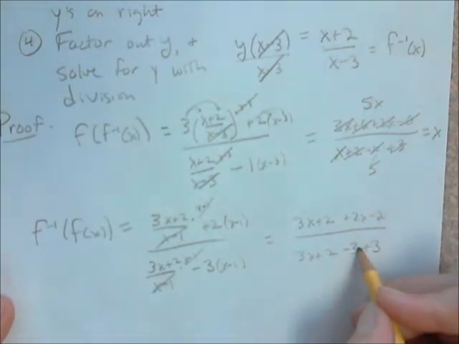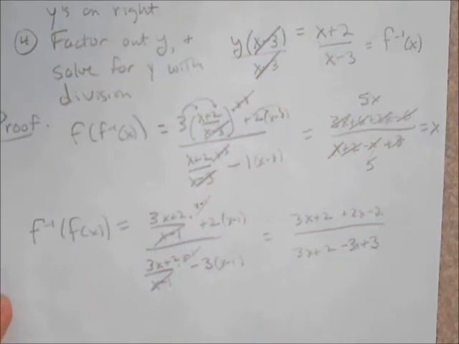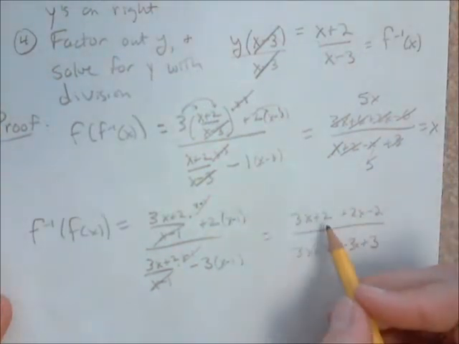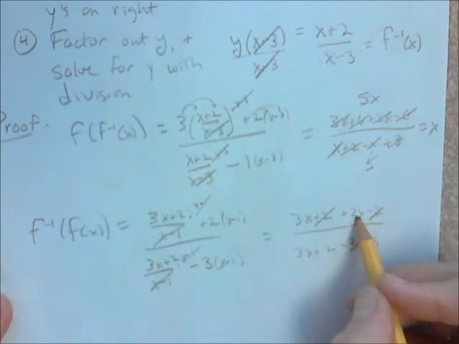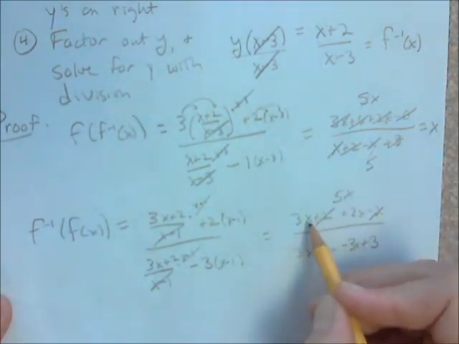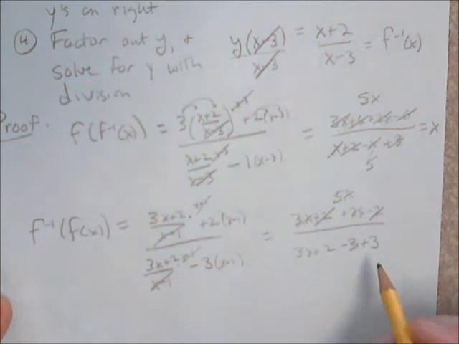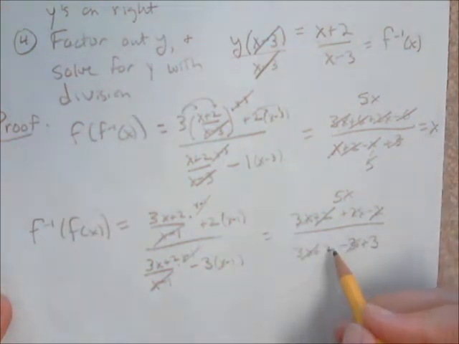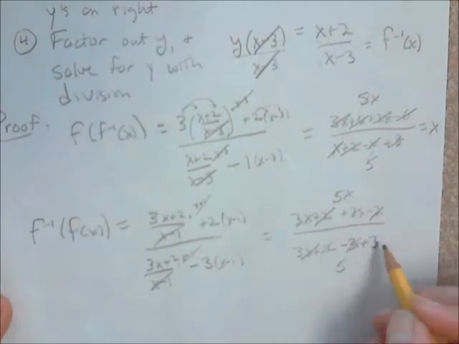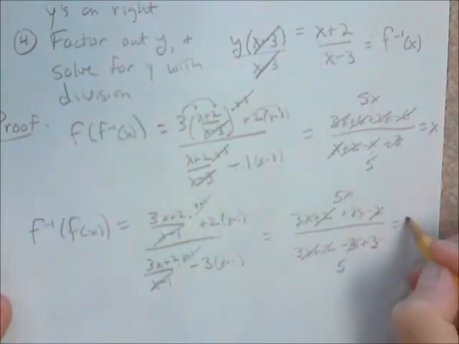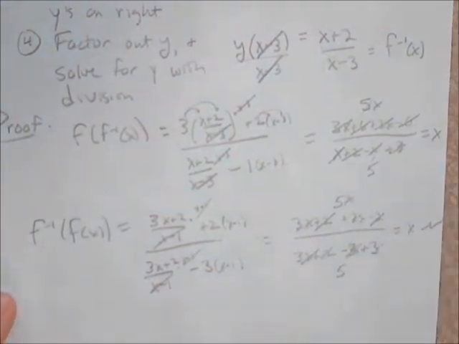Or negative 3x plus 3, sorry. So to simplify the top, you have 2 minus 2 is 0. 3x plus 2x is 5x. And then on the bottom, you have 3x minus 3x, which is 0. 2 plus 3 is 5. And again, 5x over 5 is equal to x. And that's the second half of the proof.